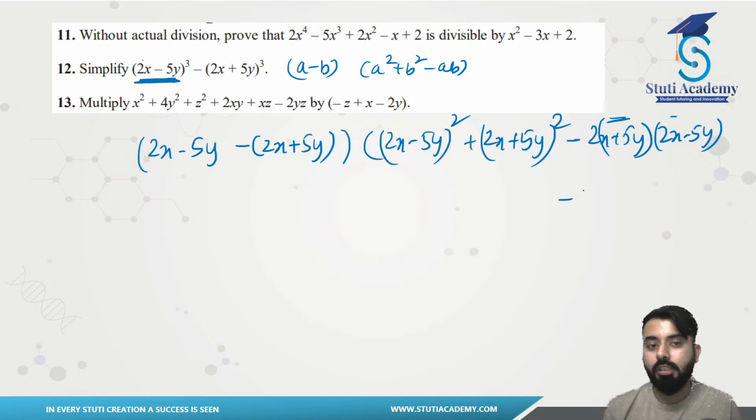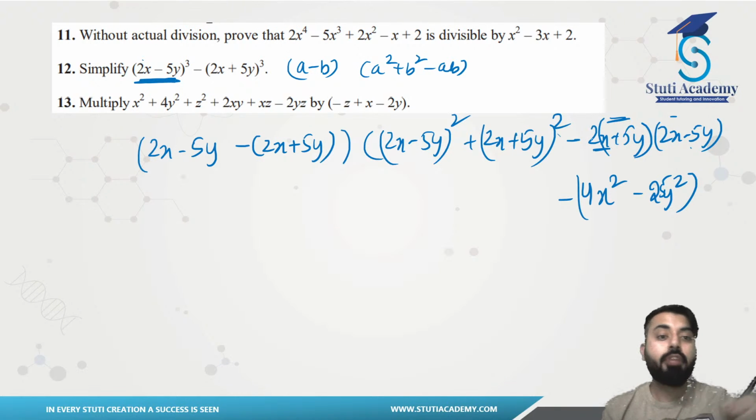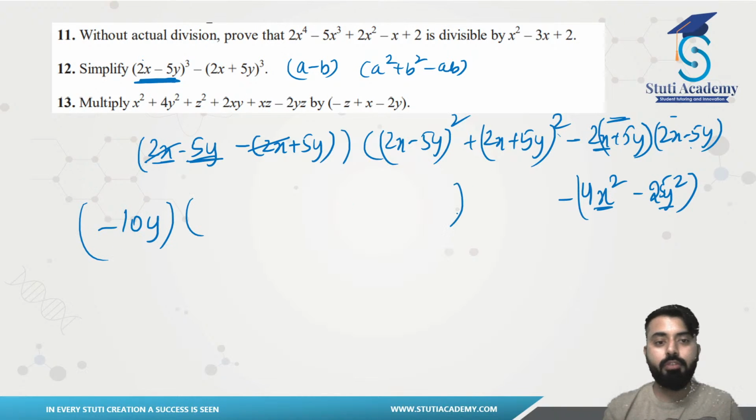So that should be what? Minus 4x square, and that will be minus 25y square, right? a square is 2x whole square, b square is 5y whole square. So that should be what? 4x square minus 25y square. And there should be a negative sign here. And this will be what? 2x minus 2x cancels out, minus 5y, and this will be minus 5y as well. So that should be what? Minus 10y.